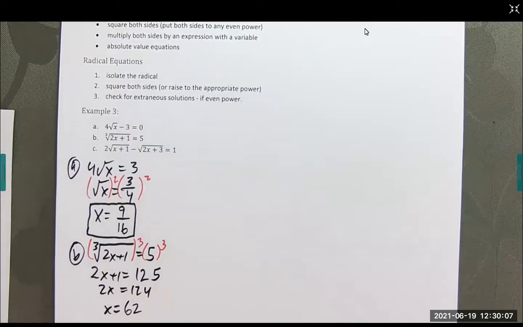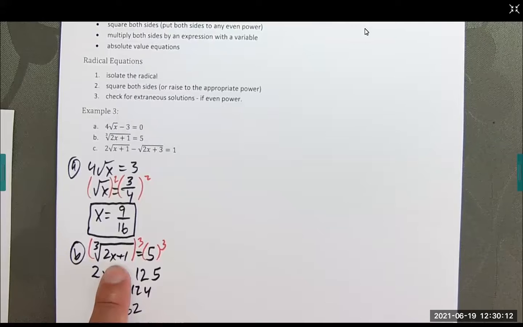All right, let's try this out. 2 times 62 is 124. 124 plus 1 is 125. Cube root of 125 is 5. We're good.